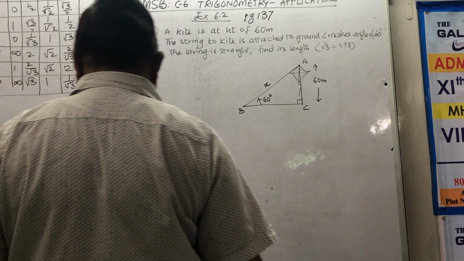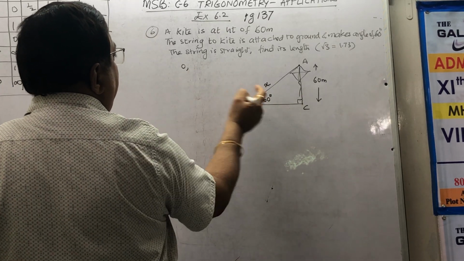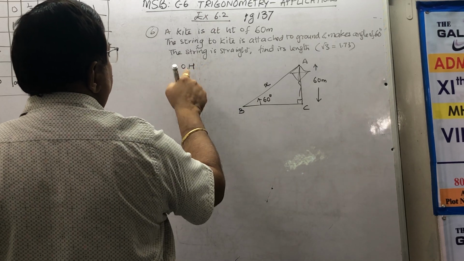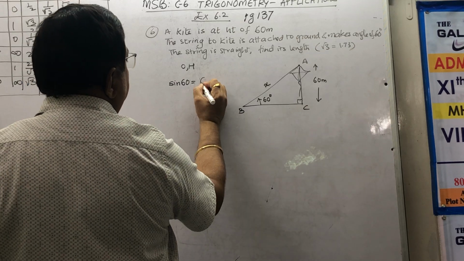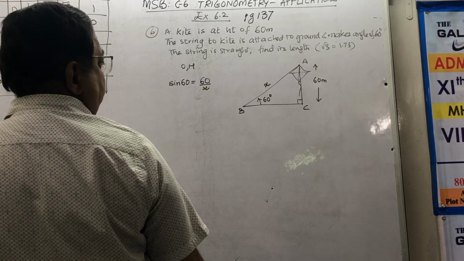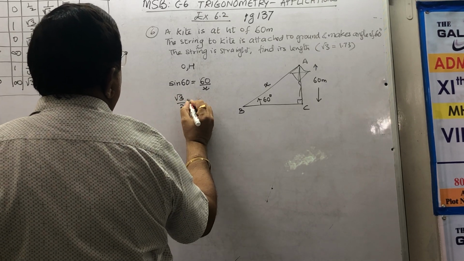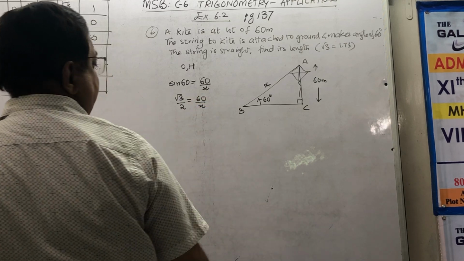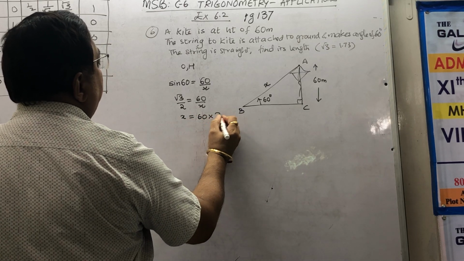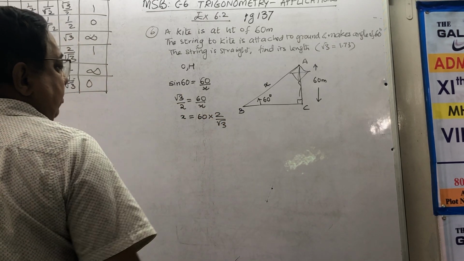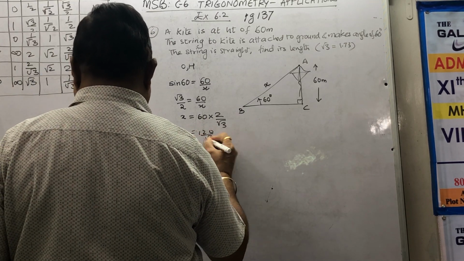So now have a look here. I have opposite, I have hypotenuse. So sine 60 is equal to opposite upon hypotenuse. Sine 60 from my table is root 3 upon 2. Root 3 upon 2 is 60 upon x. Now x goes on this side and 2 by root 3 on the other side, it flips. Again, 120 upon root 3.